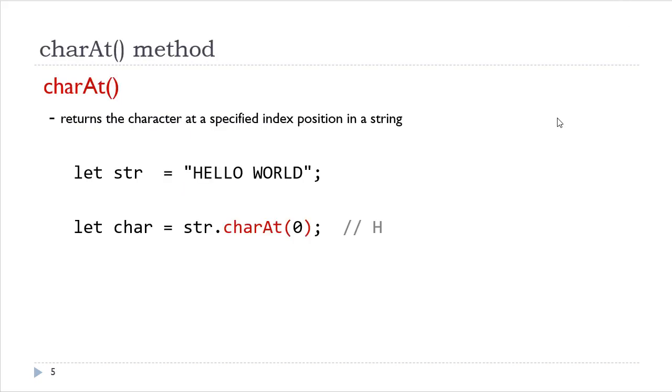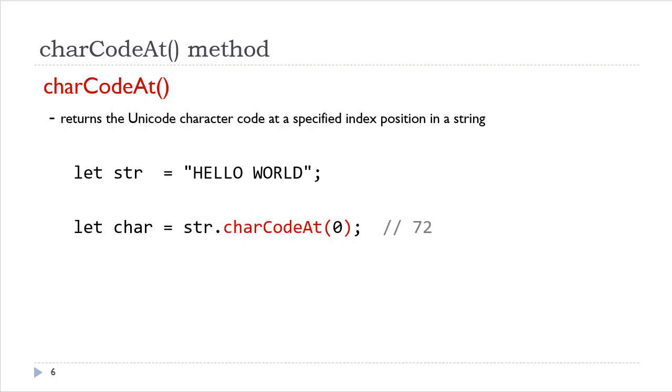The charAt method. This returns the character at a specified index position in a string. So string numbering begins with 0. This method would take a parameter, which would be the position in the string, and it would return the character at that position. For example, at position 0, we return the uppercase H for hello world here.